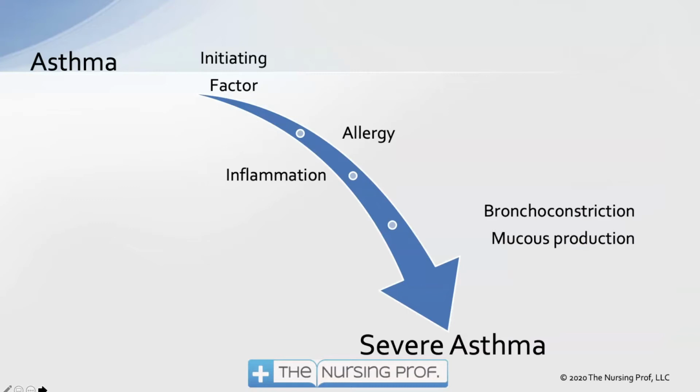Asthma is another one of the conditions that the AACN wants us to know about. And what this is showing here is the process that occurs with asthma. So you can see up there at the top we have this initiating factor. There's some kind of initiating factor, and in most cases with asthma, it's going to be allergy, and that allergy then stimulates inflammation. The inflammation then stimulates bronchoconstriction and mucus production, and some of our patients will then go on to develop severe asthma. Not all of them, but some of them will go on to develop severe asthma. So we need to be able to identify who those patients are that may progress down that road and end up in severe asthma so that we can try to prevent that.